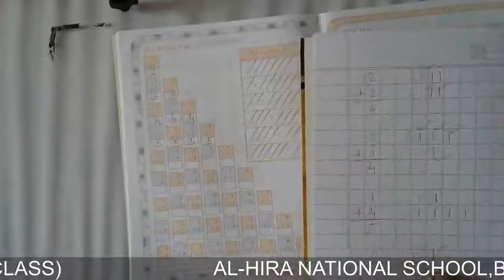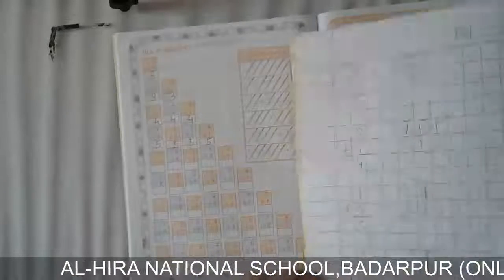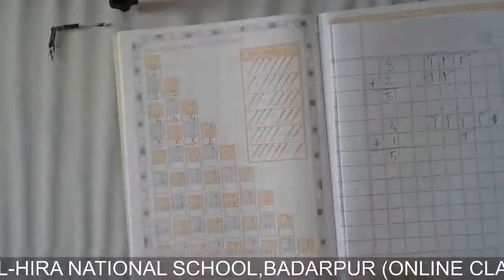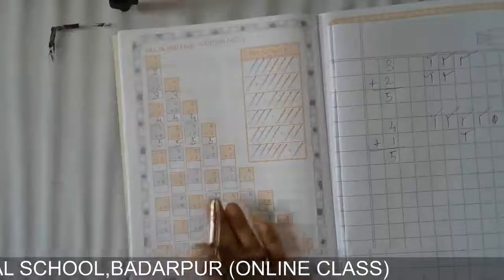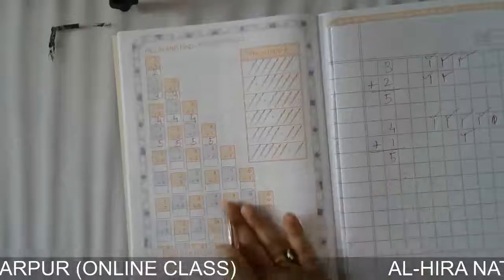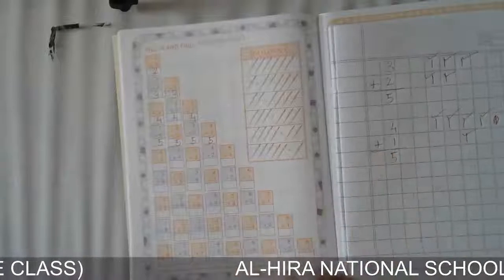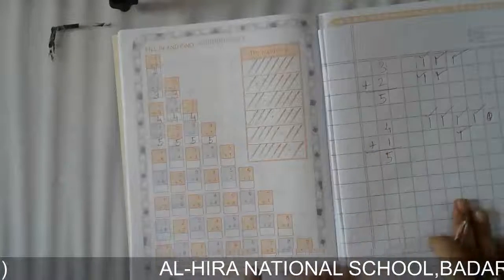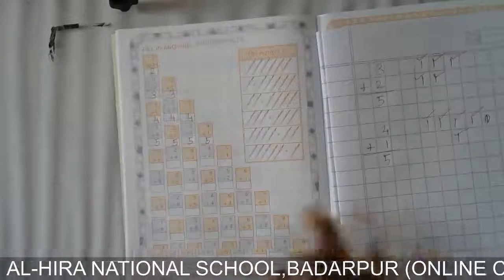Here I have done some of the additions to make you understand how to do the additions. The rest of the additions you can practice at home. Okay, so you can practice. Here I have done these additions. You can practice the rest of the additions at home. You can take your square ruled copy and practice it.